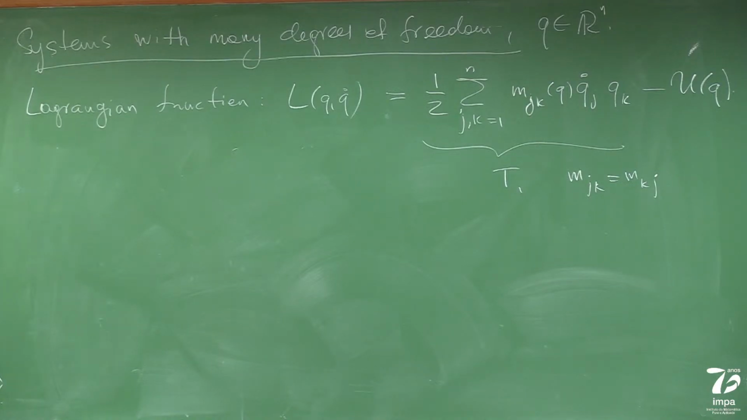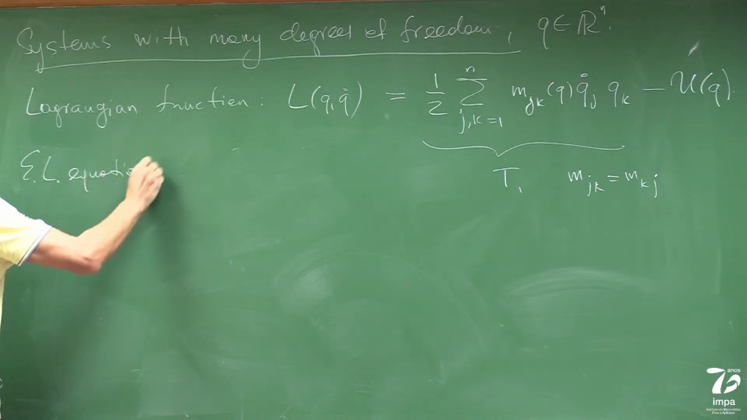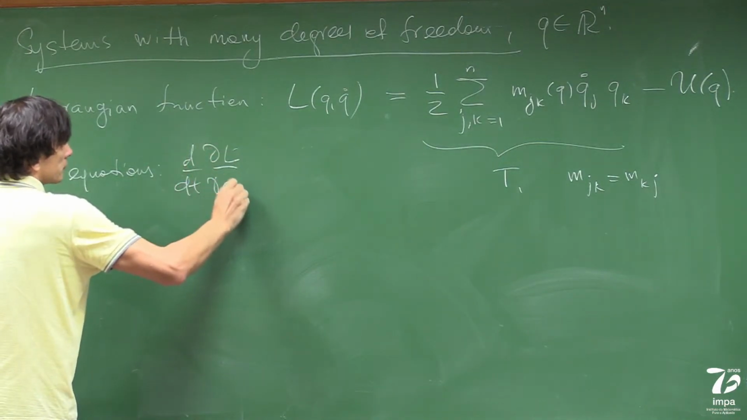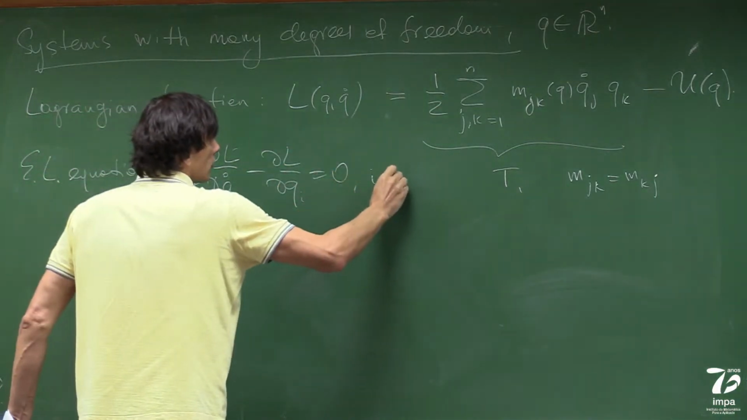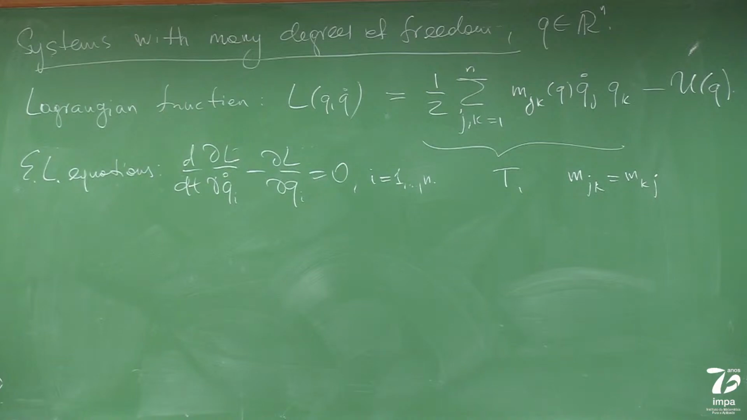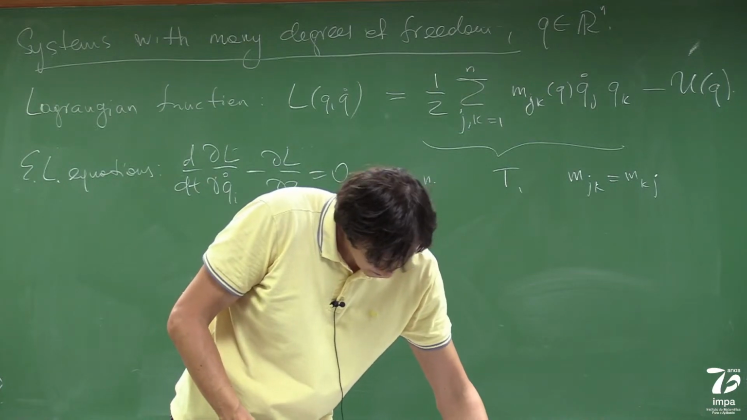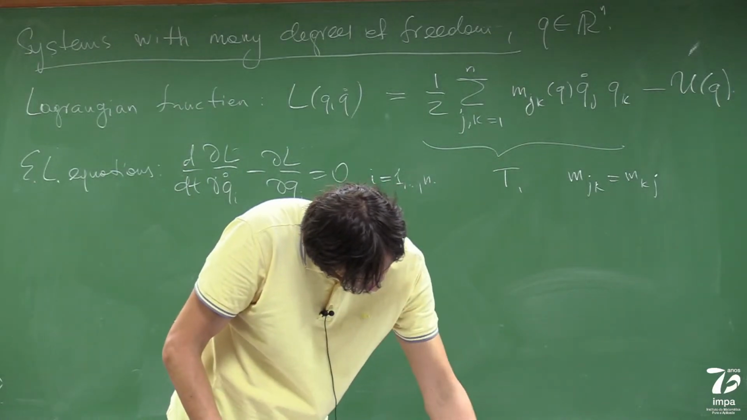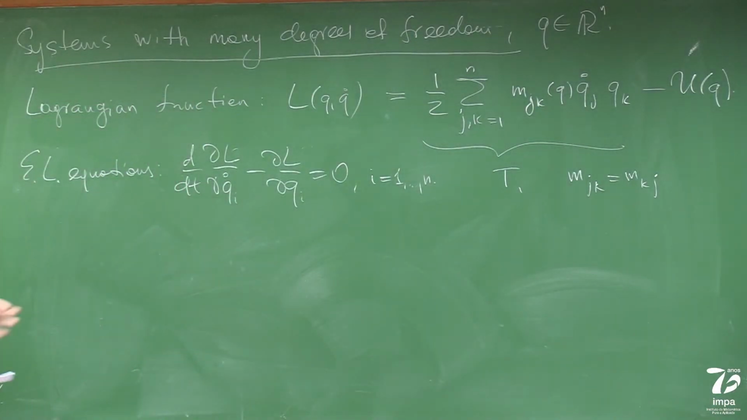So now we need to find the Euler-Lagrange equations. The general form is this, for all i. We never wrote this equation explicitly, so let's write it explicitly. I think we have time. So let's compute every term.